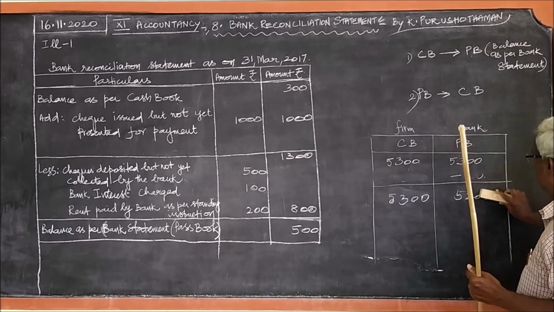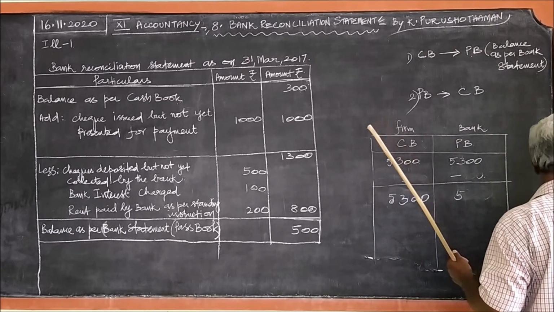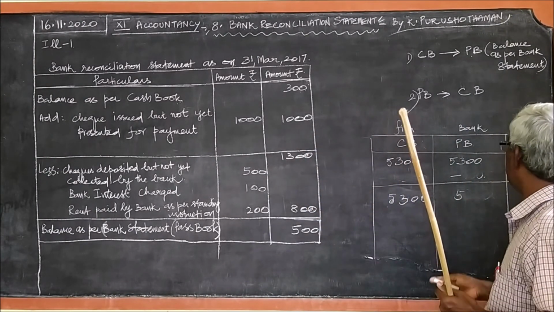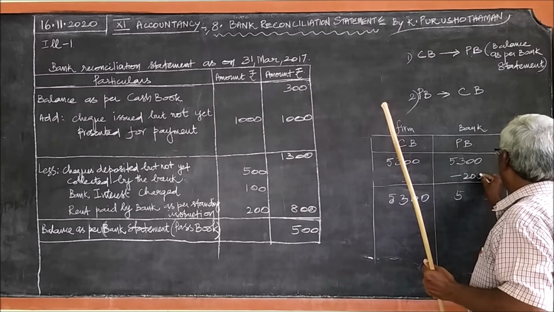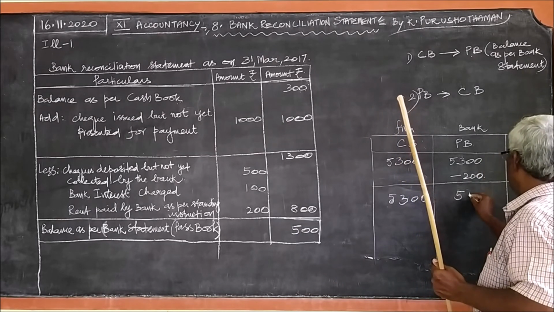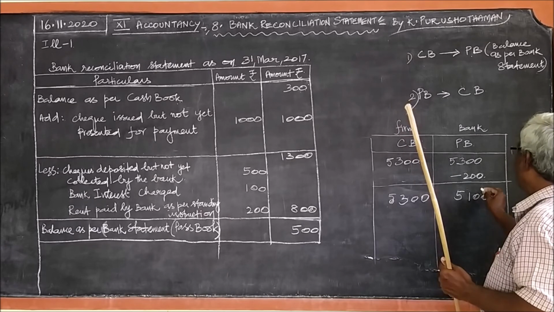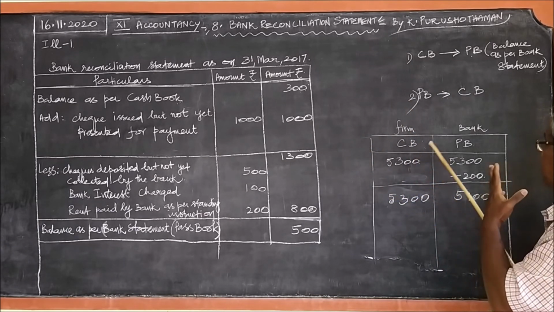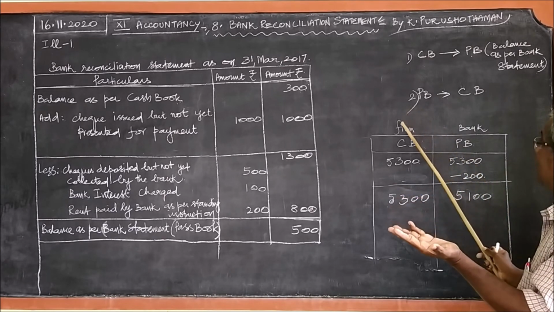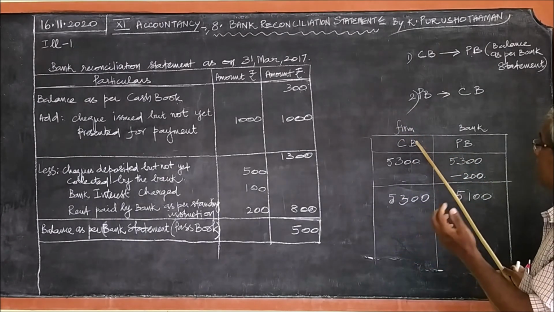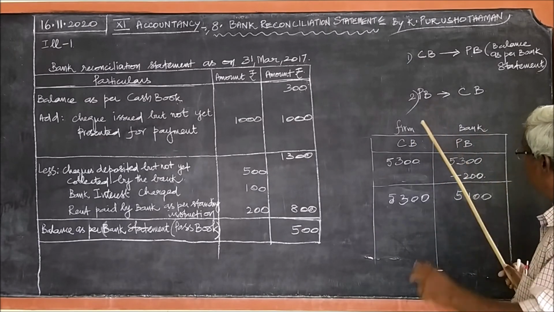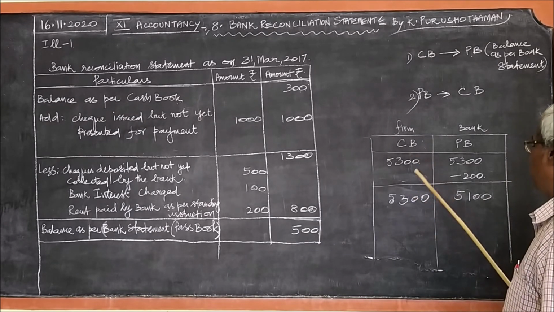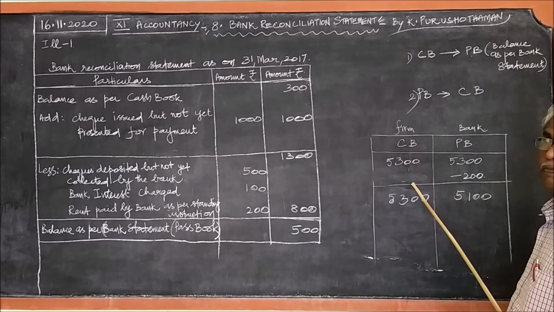What will the 200 rupees do? The bank will give it. So after giving 200 rupees, the balance will automatically be 5,100. But what about cash book balance? This work the bank did, the business does not know. It is not informed to the business. So the balance in the cash book will remain the same. Cash book balance will remain as it is.